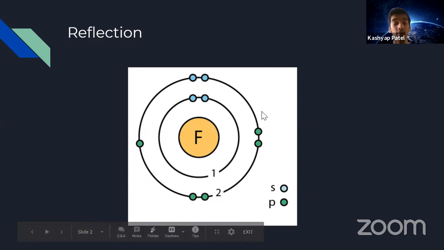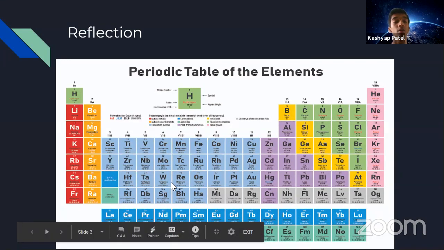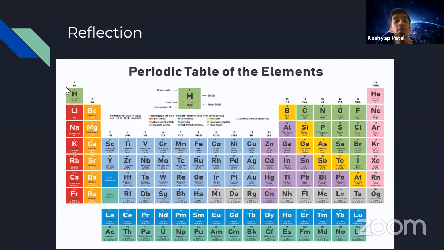And why are valence electrons important? It's because in every group, all the elements in the same group have similar properties. So all the elements in group 1 would all have similar properties, that they're really reactive and they're metals, and just like for group 7, 6, and all of them.